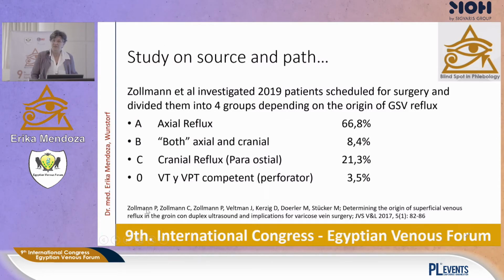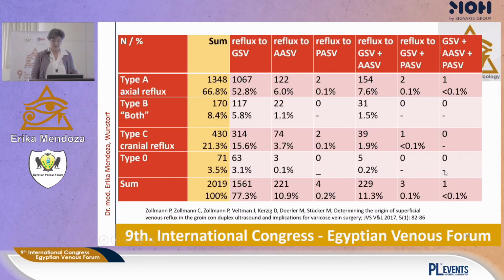A group from Jena, Germany, made a large study on 2019 patients that were scheduled for surgery, not in a population, but in the surgical theater. And they divided them into 4 groups depending on the origin, which was axial reflux in 66%, both axial and cranial in 8%, cranial reflux, this means the terminal valve was competent, in 21%, and the distal, like over a perforator, was called 0 and was in 3.5%.